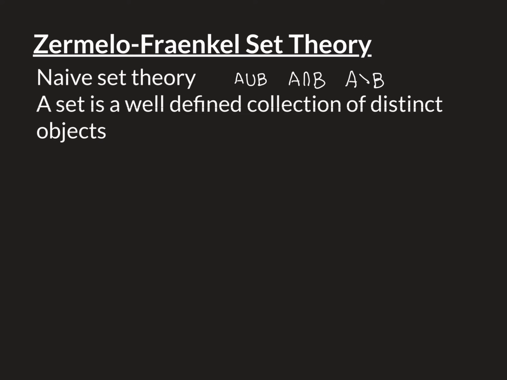This definition here is actually Cantor's original definition of what a set is: a well-defined collection of distinct objects. And hopefully that's your intuitive understanding of what a set is as well. Other things that you should know from naive set theory: you should understand what it means to union two sets together, what it means to intersect two sets together, and what it means to take the relative complement of B within A, where of course this means take all the elements in A and subtract out the elements that are also in B.